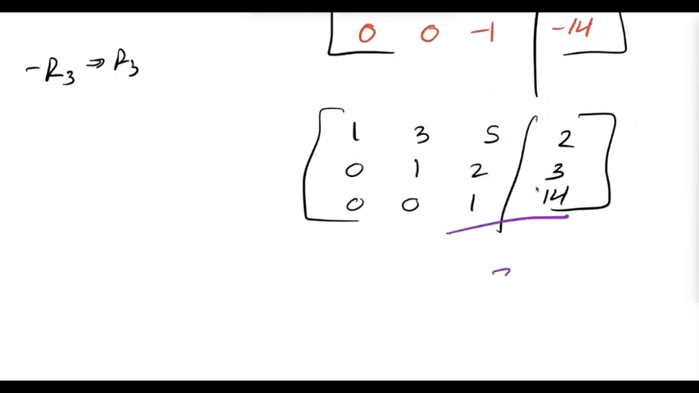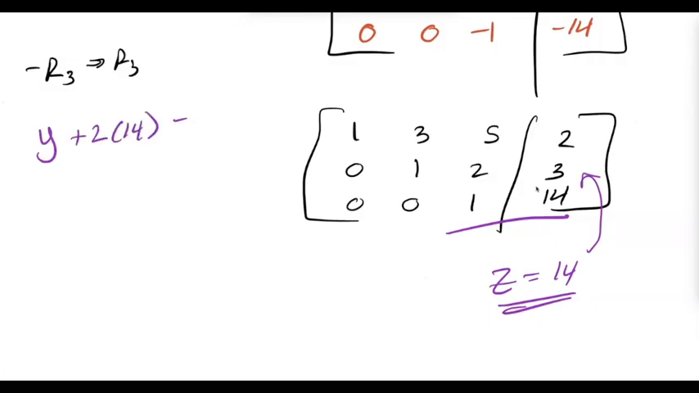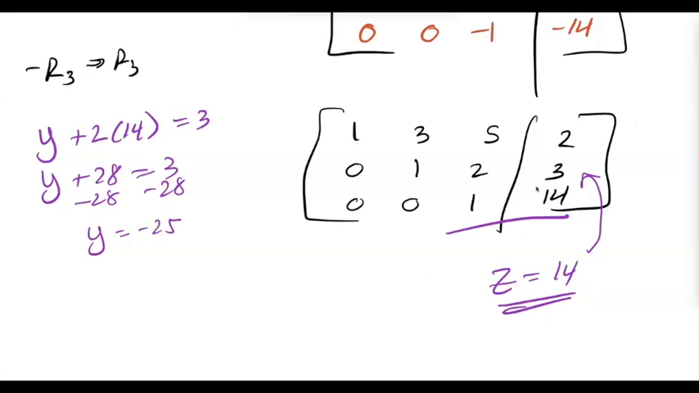This tells me that z equals 14. Nice and easy. Then we go back into row 2, and that gives me y plus 2 times 14 equals 3. y plus 28 equals 3. y equals -25. And then we can plug both of those into row 1 to solve for x.